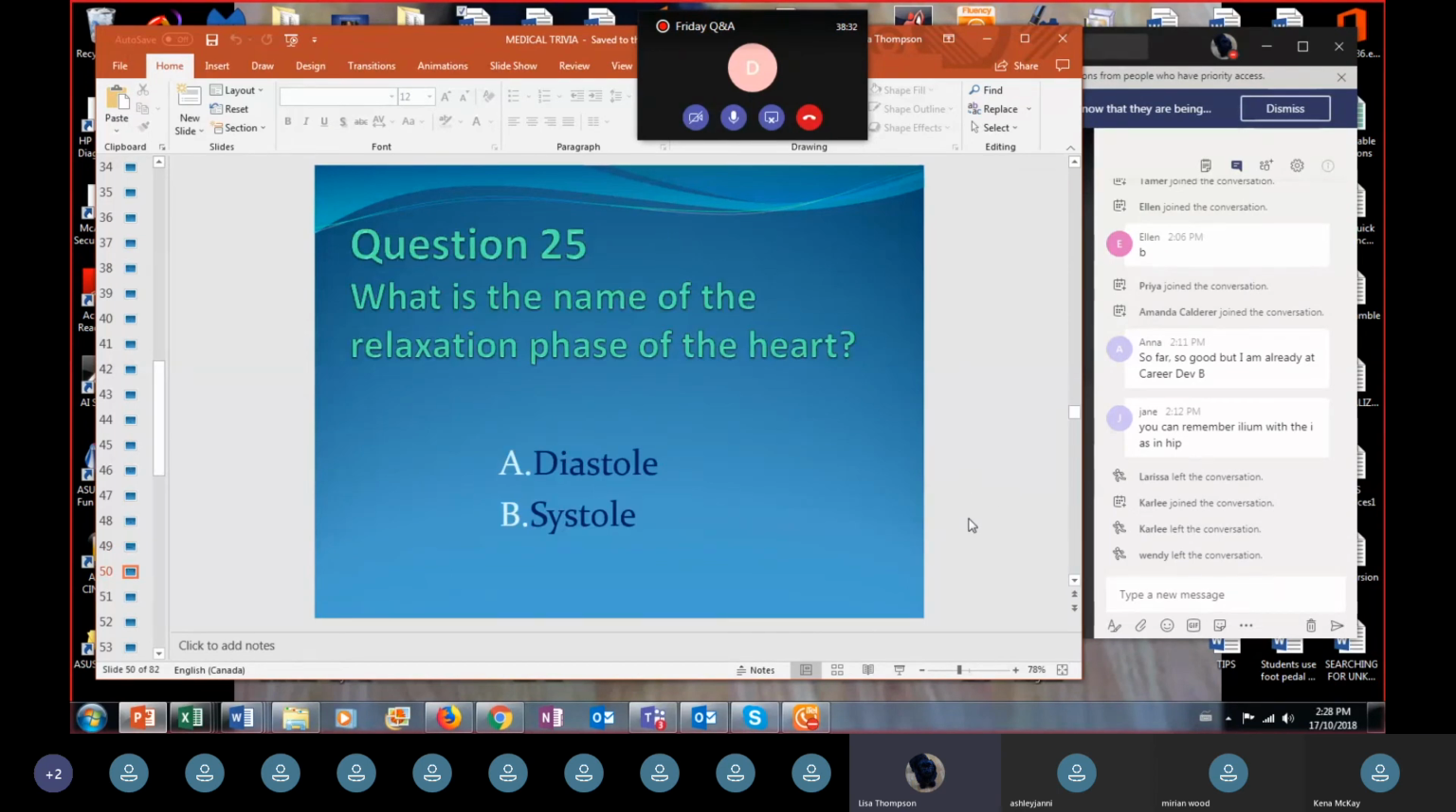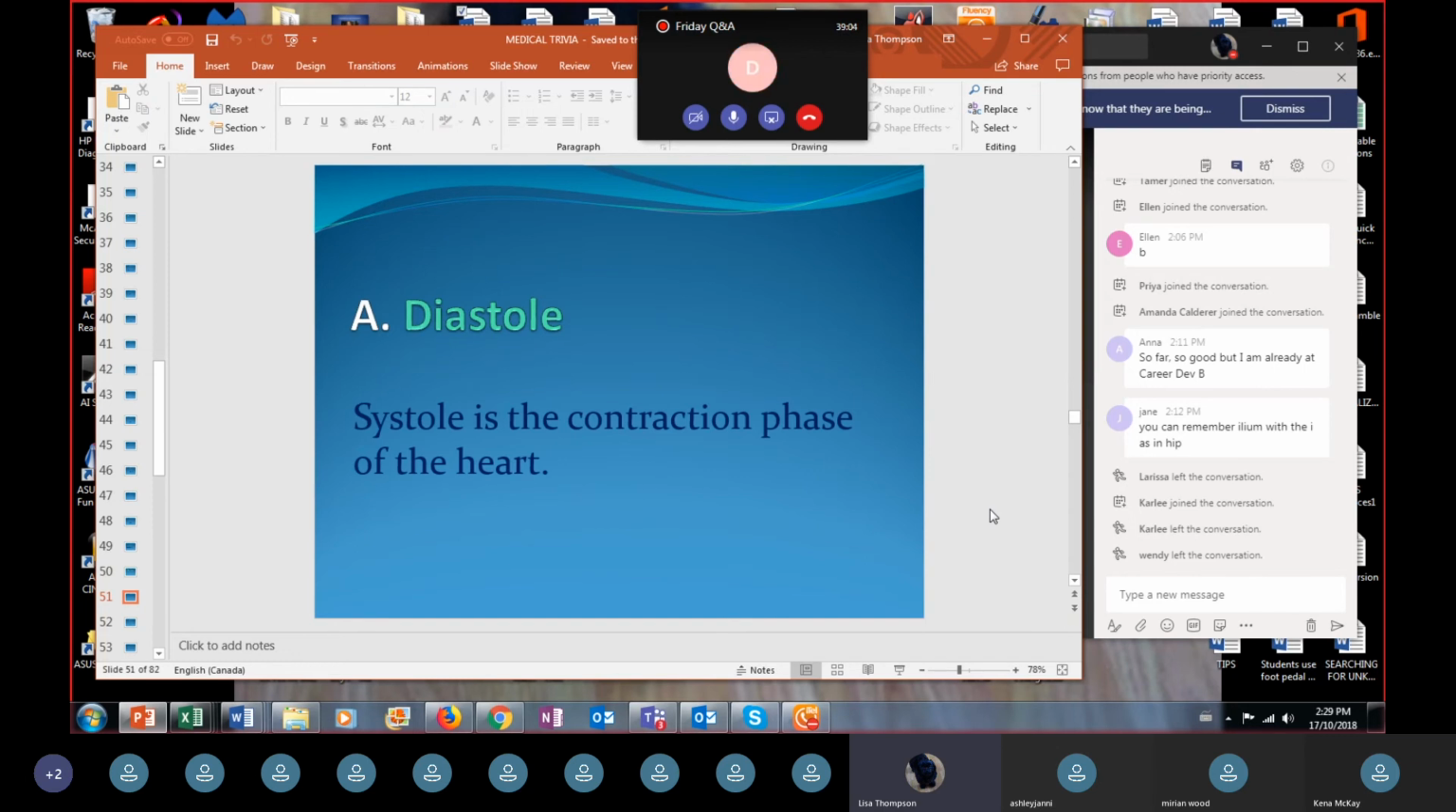Question 25. What is the name of the relaxation phase of the heart? Is it A, diastole, or B, systole? The answer is A, diastole. Systole is the contraction phase of the heart.